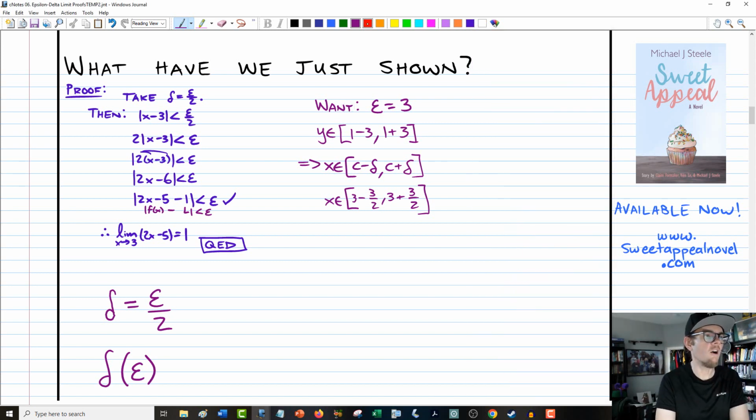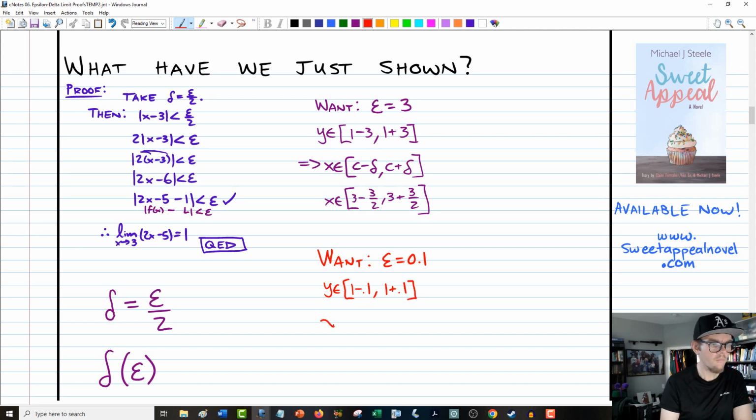What if you were like, no, I want to be much pickier. What if you want to have an epsilon equal to 0.1? Oh shoot, what would that be? Well, if we want epsilon to be 0.1, then our y values, which again are supposed to be close to the limit value of 1, will be between 1 minus 0.1 and 1 plus 0.1. And I'm not going to simplify here just for simplicity.